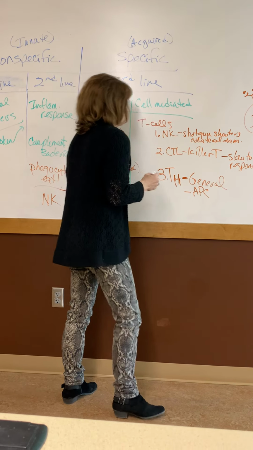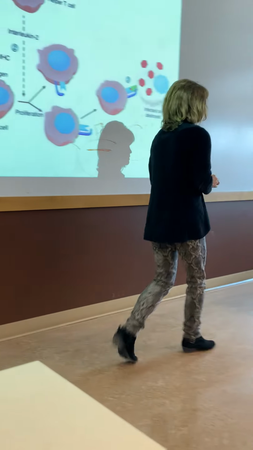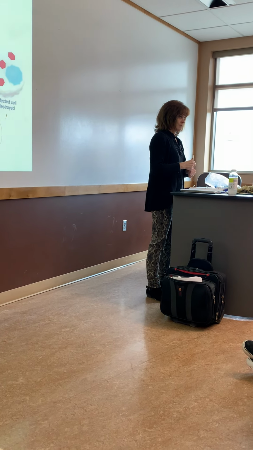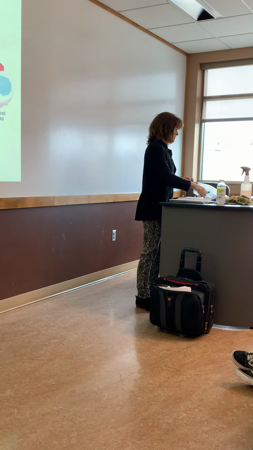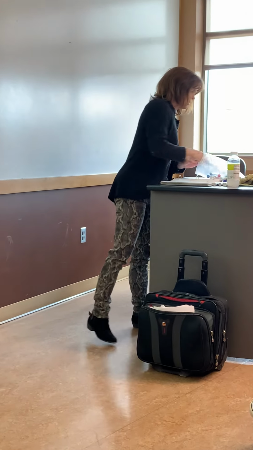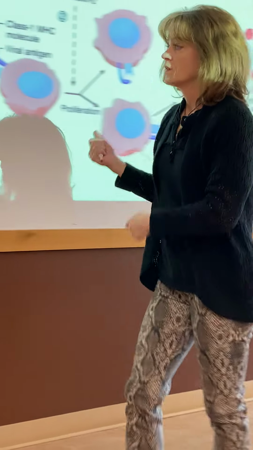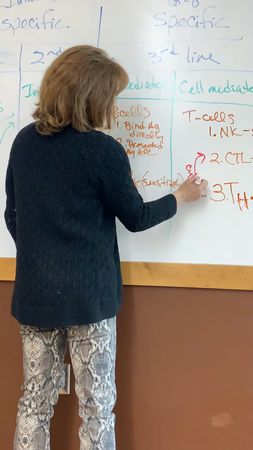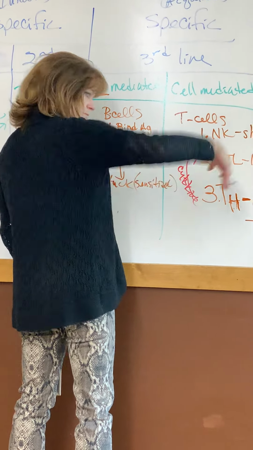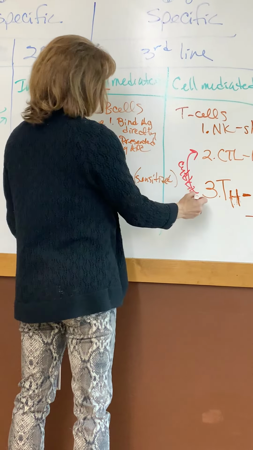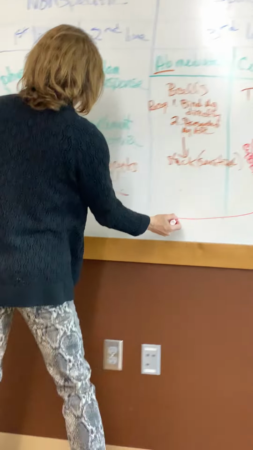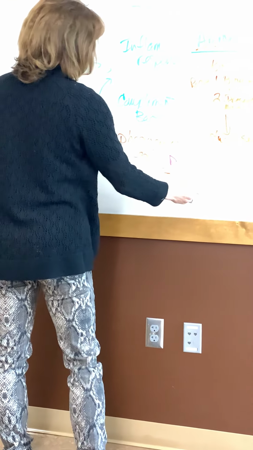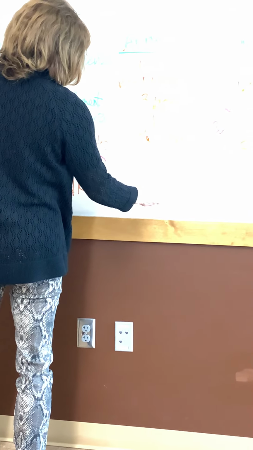And then what do they do? They tell the helper T to go find it. How? By cytokine. They release cytokines. They release lots and lots of chemicals. And those chemicals, those cytokines, tell the CTL, get out there, get to work. The cytokines also tell our phagocytes and our NK cells, keep up the good work.